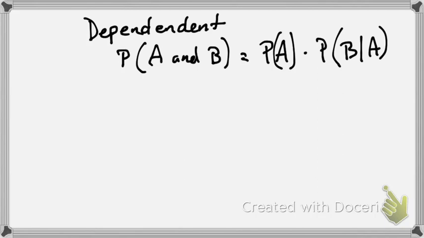So the best way that I can explain this is, let's say we want to draw 2 kings from a deck of 52 cards.